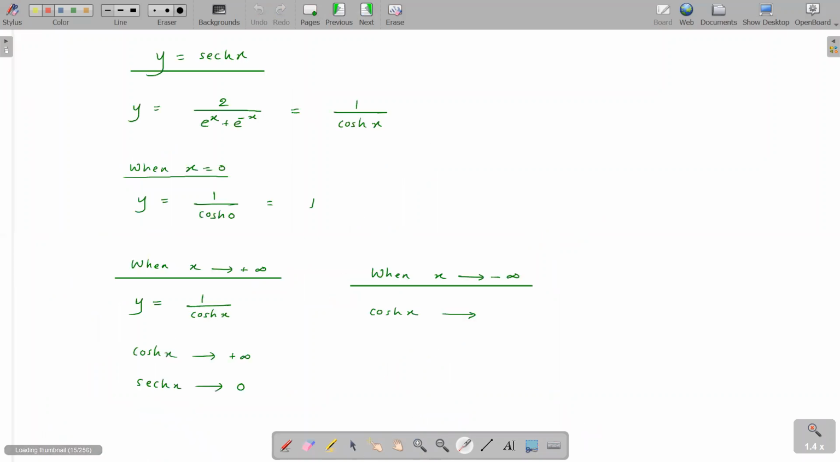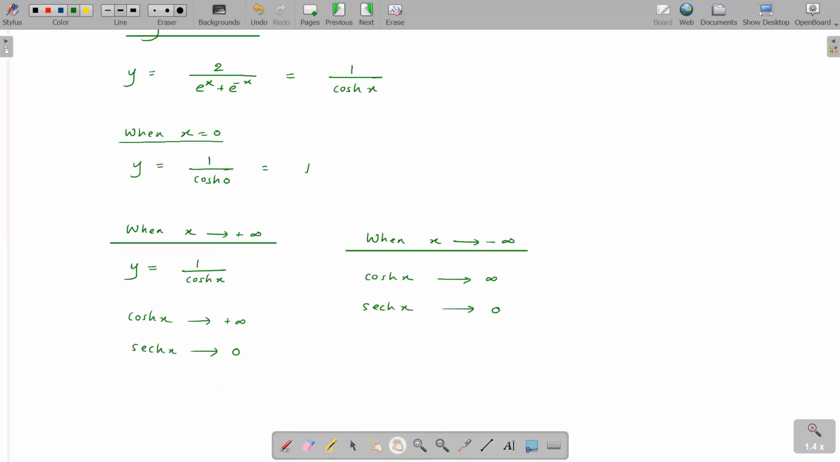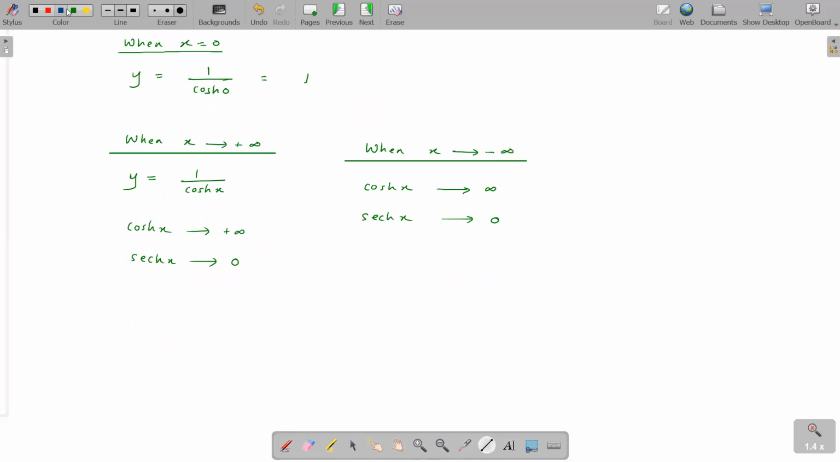So when x approaches negative infinity, the cosh x graph approaches a large positive y value, so positive infinity. Then what happens to sech x, the reciprocal of cosh x? 1 over an infinitely large value is going to be 0. Right, guys? So we have these extra points, and we are going to use these points to help us sketch the graph.